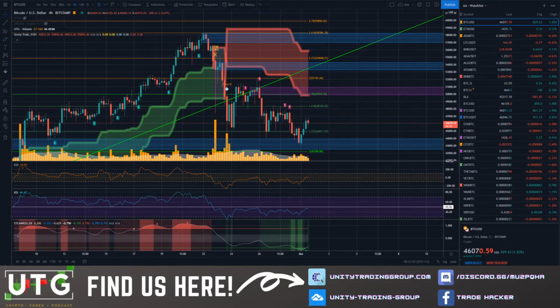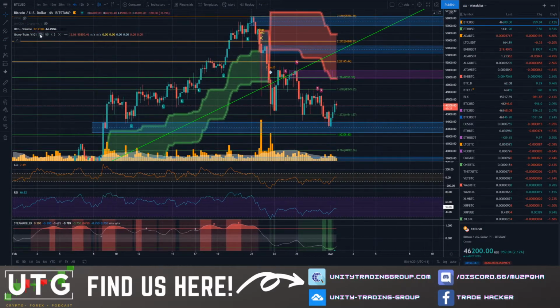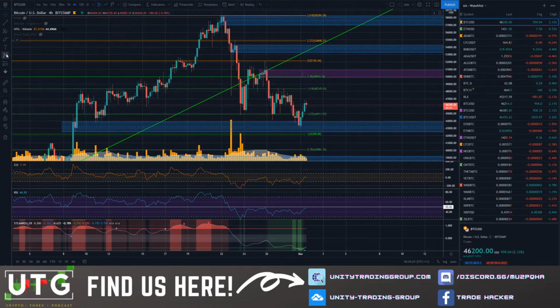So BTC, where are we at with Bitcoin? So BTC USD on the 4-hour chart, this is what we're seeing. We're seeing this downward momentum on the 4-hour towards our level of demand. And we'll speak about this level of demand. We've got a red cloud on the Gravy Train indicator, but we have a green symbol on our steamroller. So a few conflicting indicators there, but we'll speak about demand first.